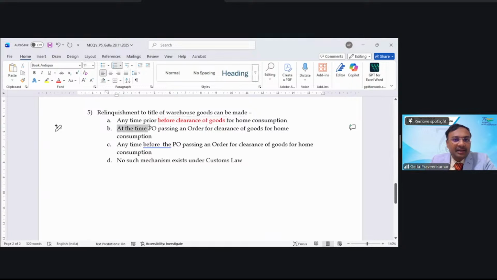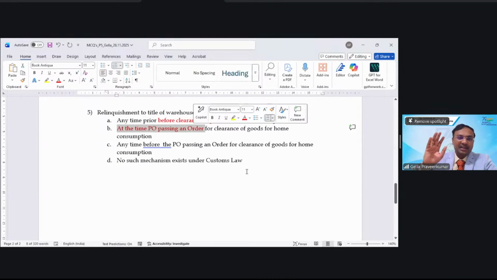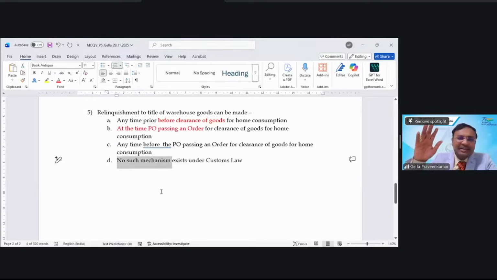Option B: at the time of the proper officer passing an order. Now, when a proper officer is passing an order, it's like I'm standing in front of the officer: Sir, how much duty will you levy? How much interest? How much penalty? How much fine? Let me take a call whether to clear for home consumption or to export. Option: may not, no such mechanism. Again, this kind of language, no such mechanism, should be parked on the back burner.